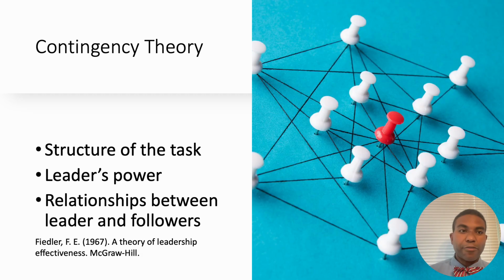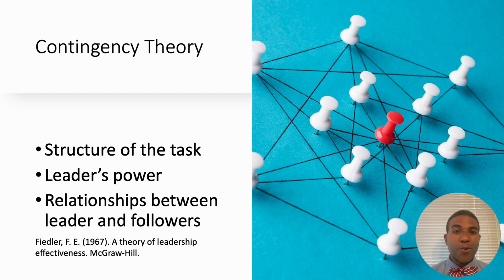All right, let's start with Fiedler's contingency theory. Similar to situational leadership, contingency theory asserts that your leadership style needs to be contingent on the situation. And so what are some of the variables at play here? Well, I'm glad you asked. The first one is the structure of the task. What's involved? Is it a highly specialized task or is it a more simple task?